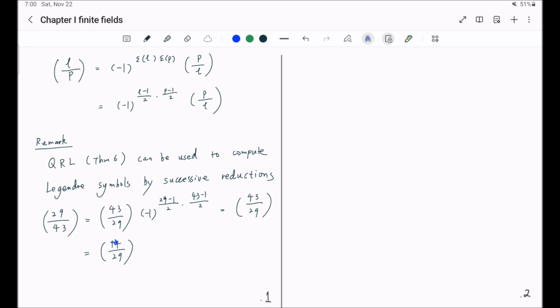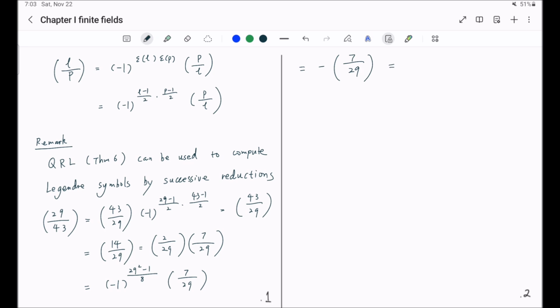And now 14 is no longer a prime number. So we can factorize this into 2 and 7 and use the property that the Lagrange symbol is multiplicative. And by theorem 5 on page 7, the Lagrange symbol of 2 modulo 29 can be explicitly computed. It is equal to -1 raised to the power 29 squared minus 1 divided by 8. And what is this number? By computation, this number is -1. This is an odd number. So we get -7 over 29.